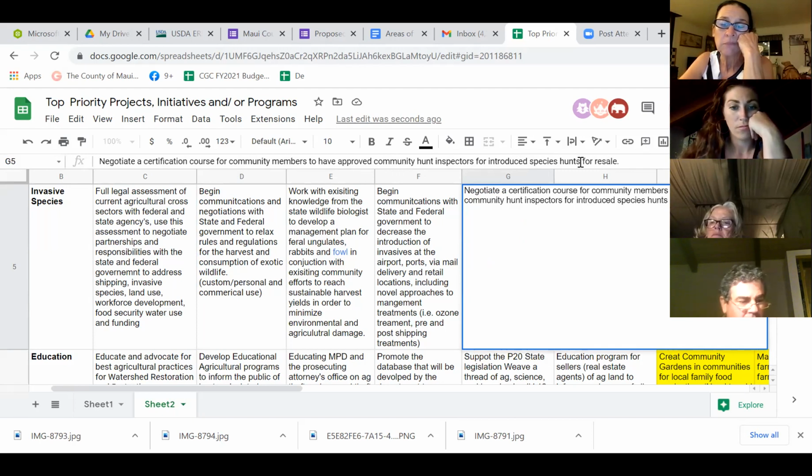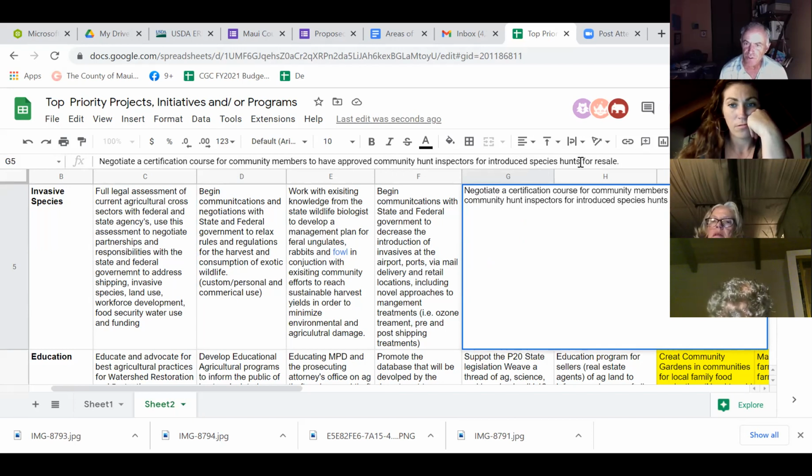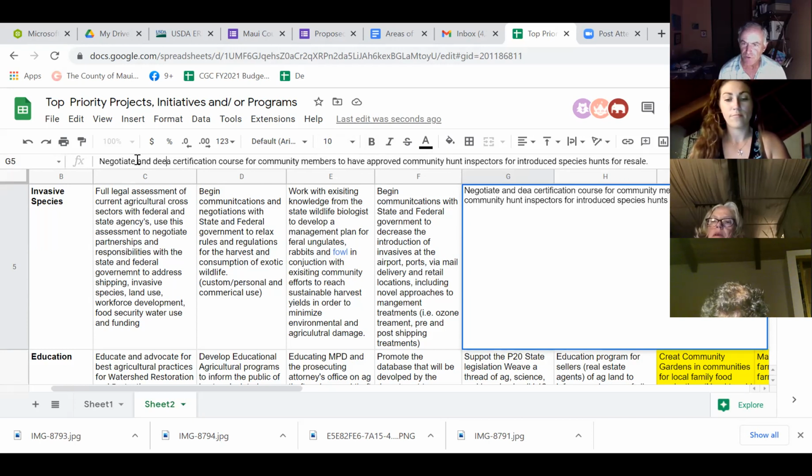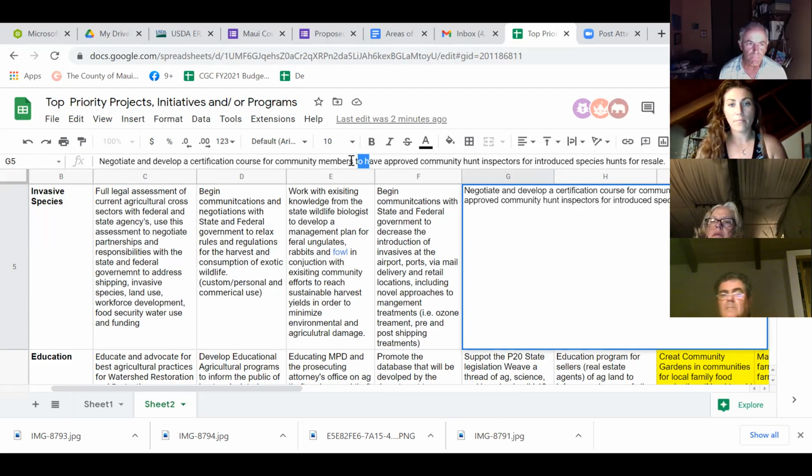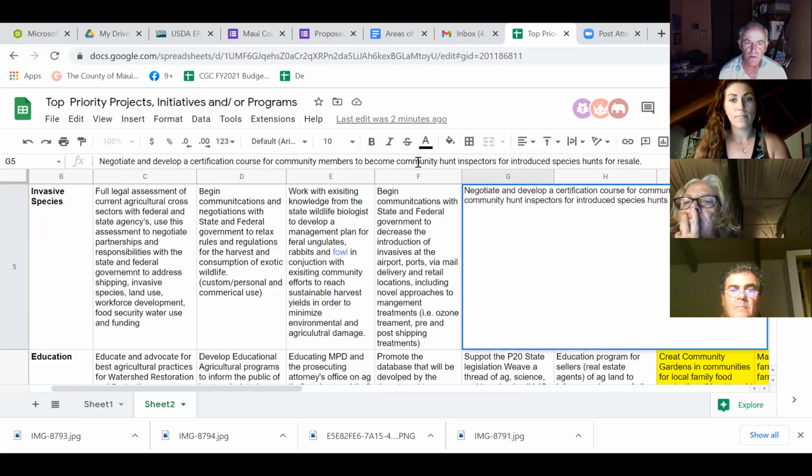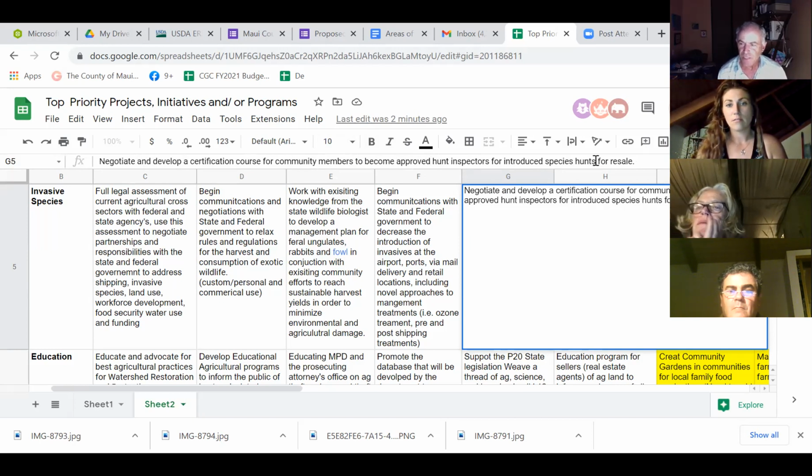Jerry, what you got? I would say develop a certification course for community members to become approved hunt inspectors for introduced species hunts, just to allow for the potential for resale. It's just for axis deer. We don't need that for pig or anything else.